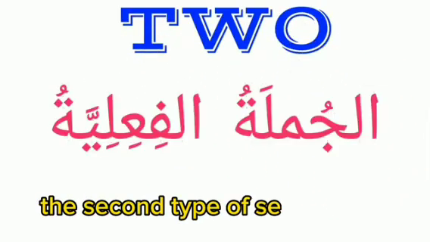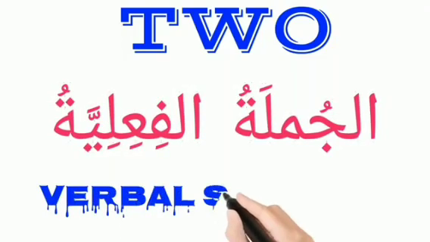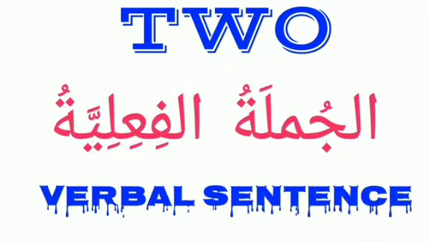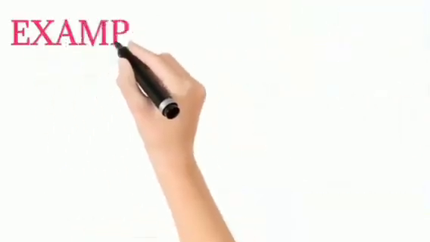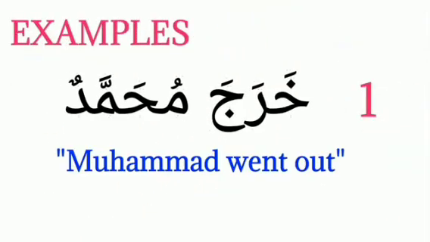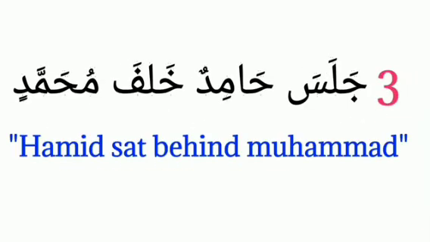The second type of sentence that we have in Arabic is called al-jumlatul fi'liya, the verbal sentence. This is a type of Arabic sentence that begins with a verb. Examples we have: kharaja Muhammadun, zahabtu ila suki, jalasa Hamidun khalfa Muhammad.